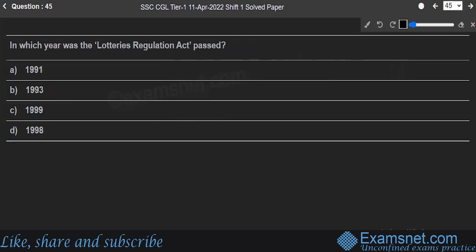number 45. In which year was the Lotteries Regulation Act passed? Is it 1991, 93, 99, or 98? Which is the correct answer for this question? See, the Lotteries Regulation Act was passed in 1998. This Lotteries Regulation Act of 1998 is a significant piece of law that establishes detailed standards for the central government's handling of Indian lotteries. It also permits state governments to conduct and regulate lotteries under certain conditions.